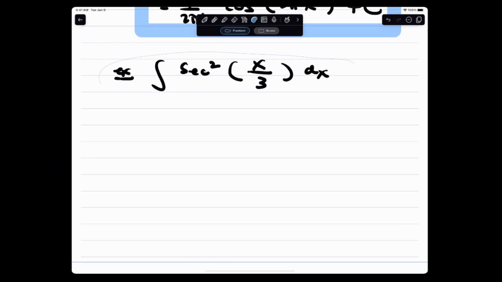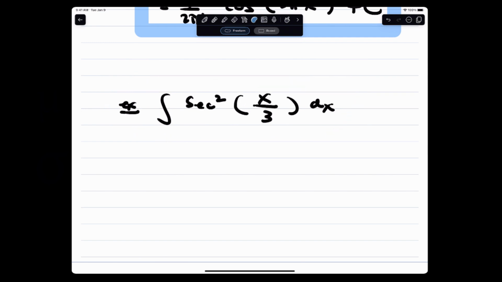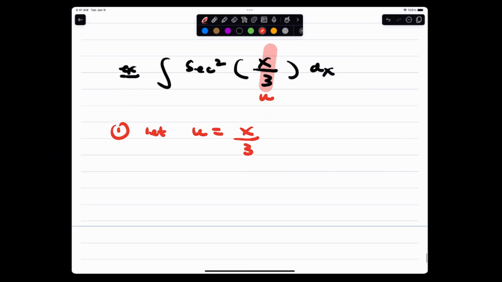Okay, all of these are u sub questions because you really can't do them without it. So where's your inside function? It's right here. This is u. So you can say let u be x over 3, step 1. Step 2, what's du dx? Do you guys know? Isn't that 1/3? And then that's already written as a proportion.